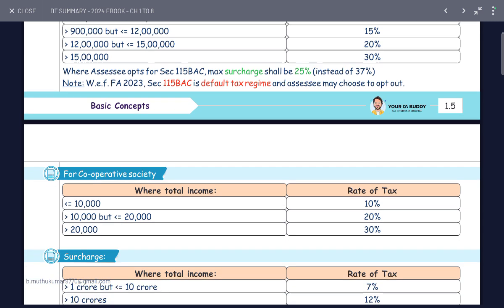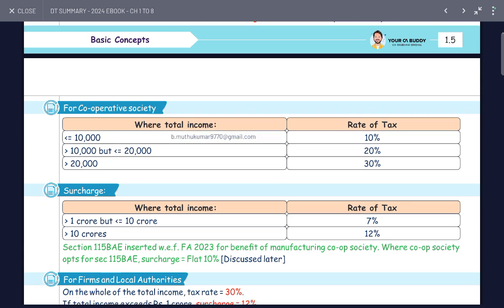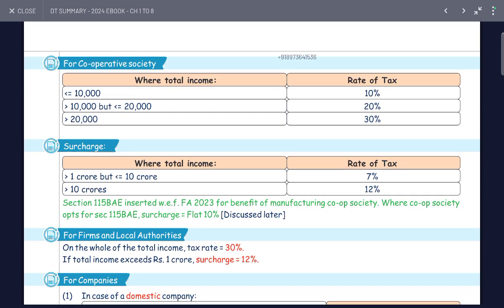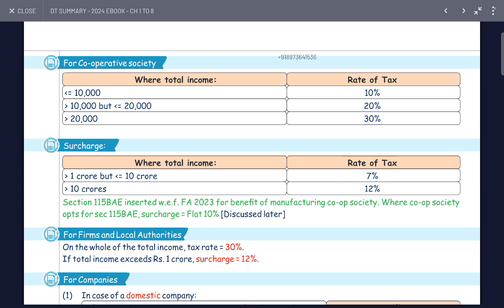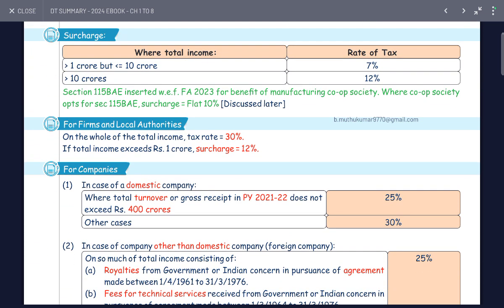Cooperative society: income up to 10,000 at 10%, greater than 10,000 but less than 20,000 at 20%, more than 20,000 at 30%. Surcharge: if total income crosses 1 crore up to 10 crore 7%, more than 10 crore 12%. Section 115BAD inserted in the financial year for the benefit of the cooperative society, and if the cooperative society opts for it, the surcharge is a flat 10%.